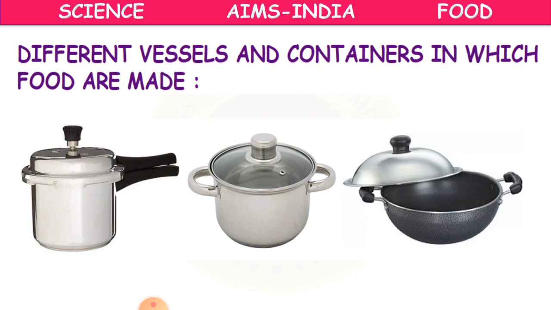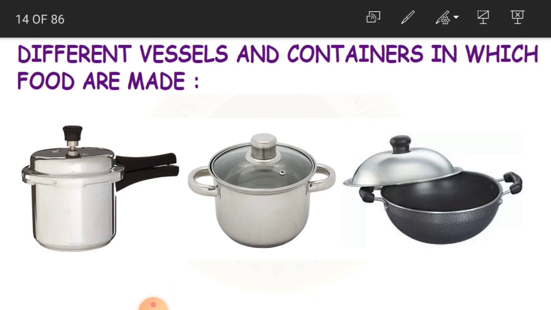So as it is there in the picture here, what are you seeing? You are seeing some vessels, different vessels and containers in which food is made. Have you been to your kitchen, children? The kitchen is the place where the food is cooked. Have you gone to the kitchen and seen all the containers and vessels available in your kitchen?